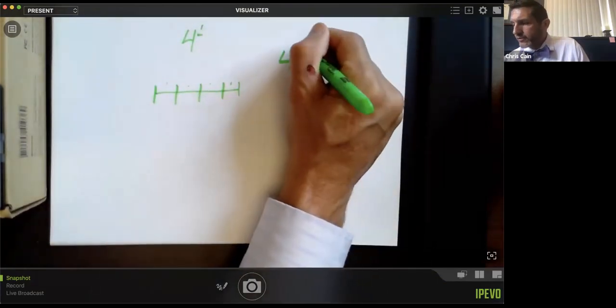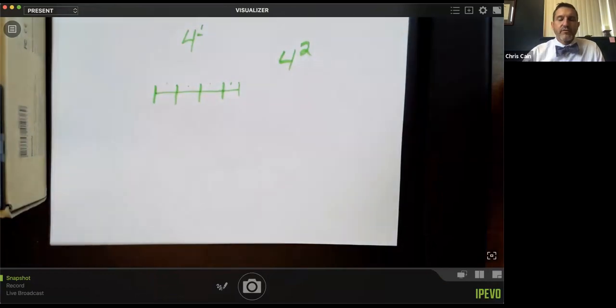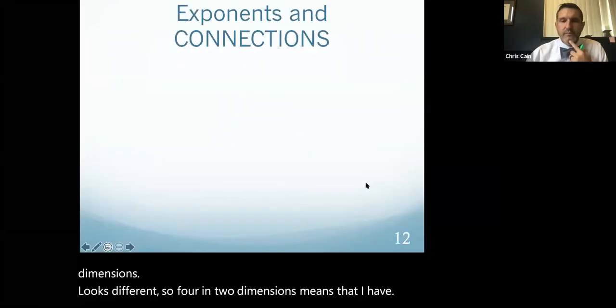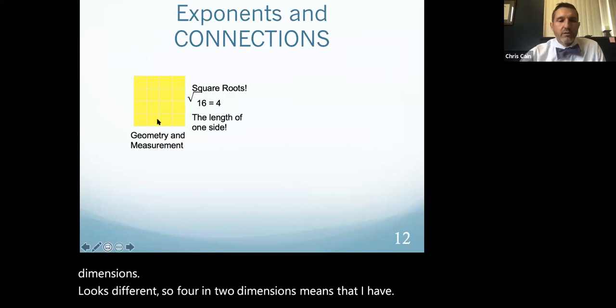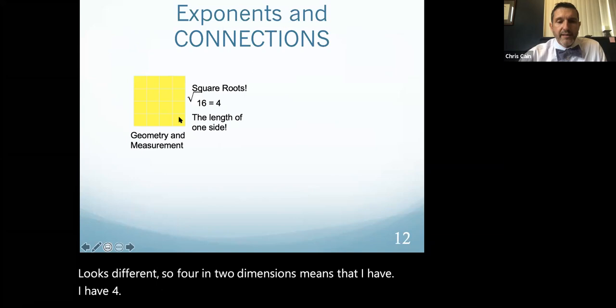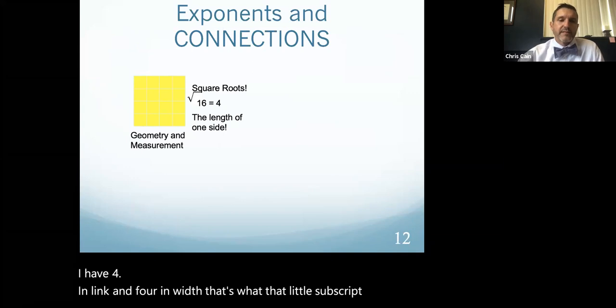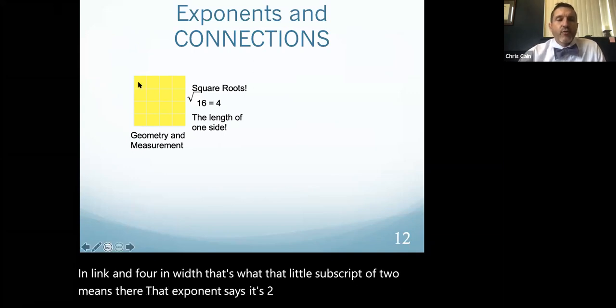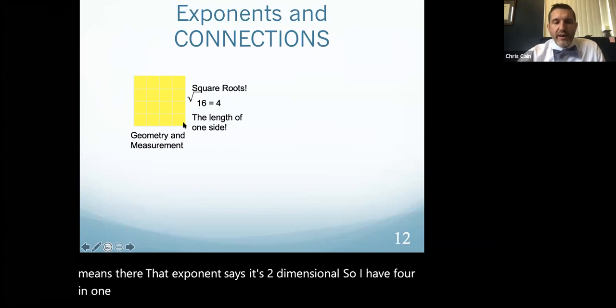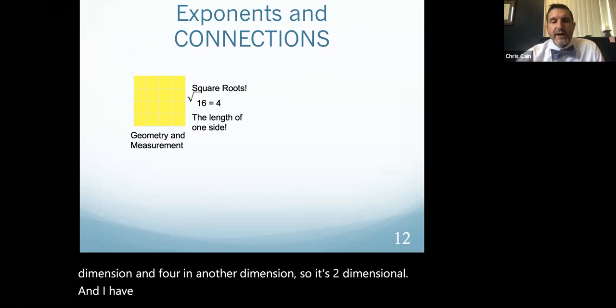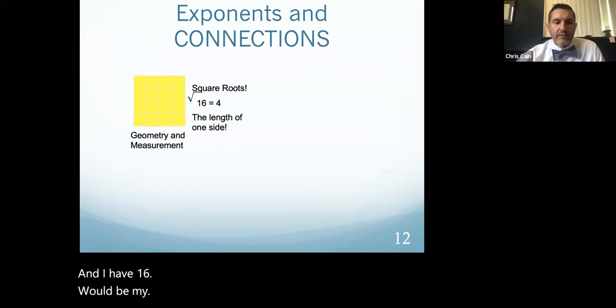4 in 2 dimensions looks different, right? So 4 in 2 dimensions means that I have 4 in length and 4 in width. That's what that little subscript of 2 means there. That exponent says it's 2-dimensional. So I have 4 in 1 dimension and 4 in another dimension. So it's 2-dimensional. And I have 16 would be my unit of measure squared. So it's 16 squared units.